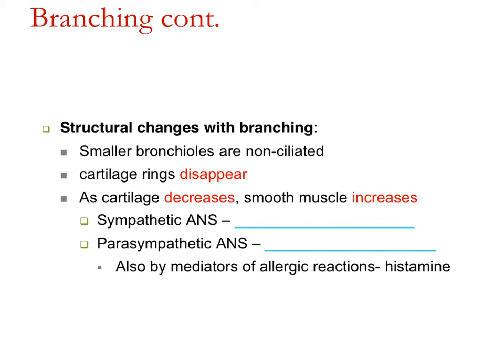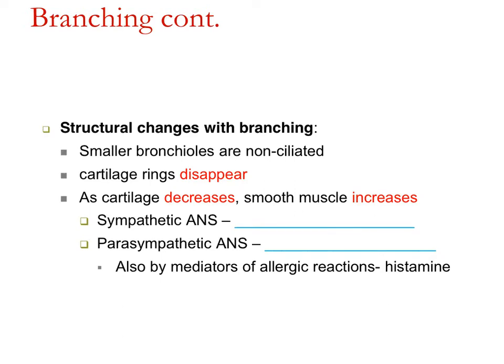So as I mentioned on the last slide, as we get to smaller and smaller bronchioles, the cartilage rings disappear. They also are non-ciliated, okay? And as the cartilage decreases, smooth muscle increases. And so you guessed it, the ANS is involved in monitoring and affecting the diameter of the airways.